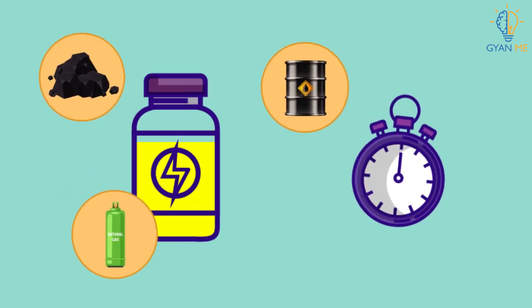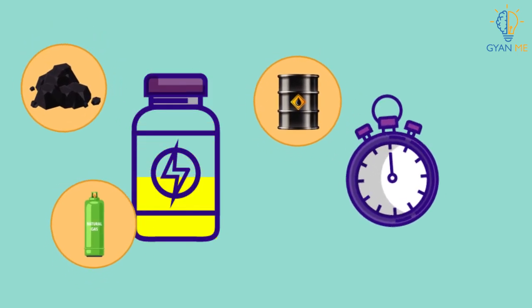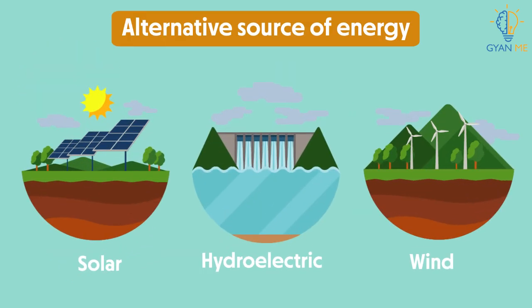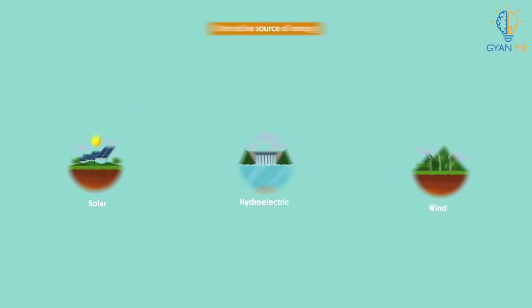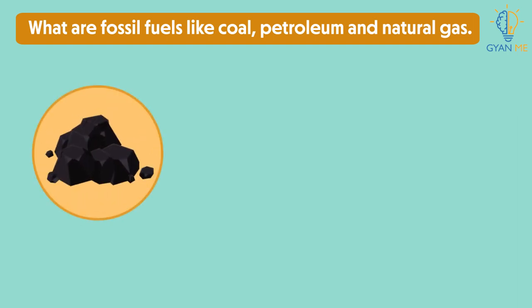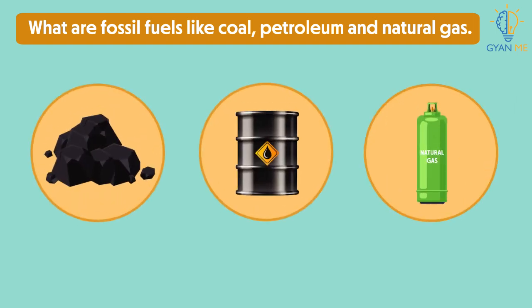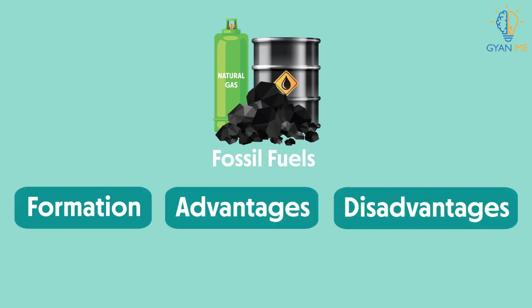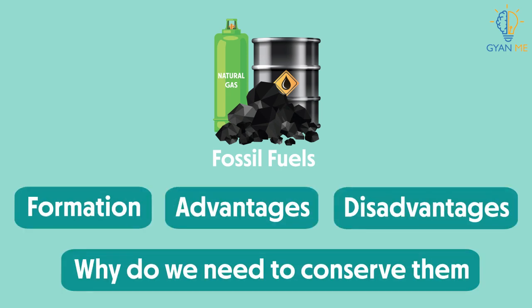If we continue consuming these sources at such alarming rates, we would soon run out of energy. To avoid this, alternate sources of energy are being explored. So students, in this video, we have learned what are fossil fuels like coal, petroleum and natural gas. We also learnt about their formation, their advantages and disadvantages, and why do we need to conserve them.